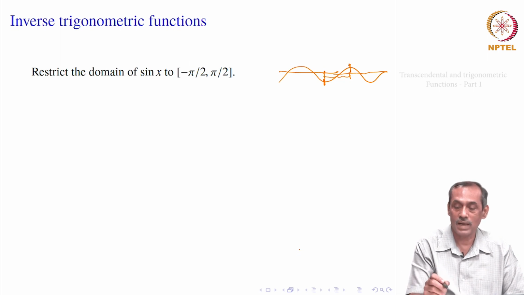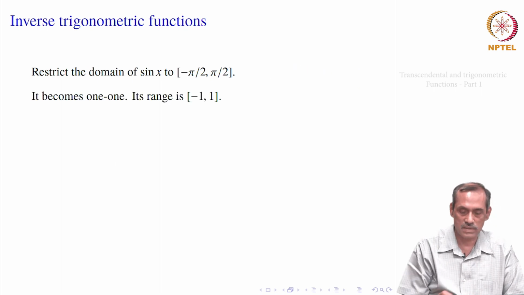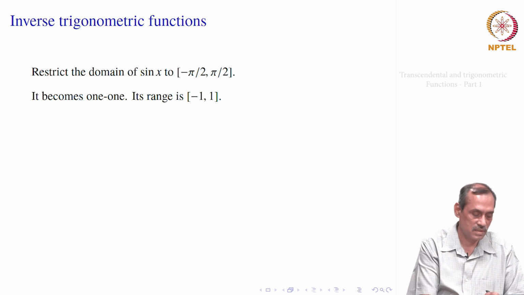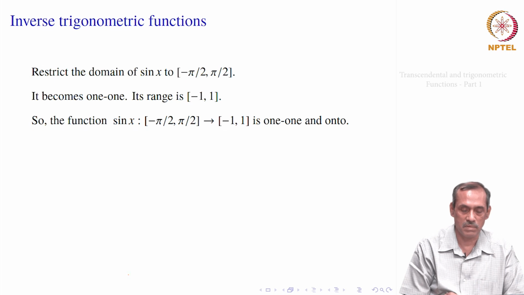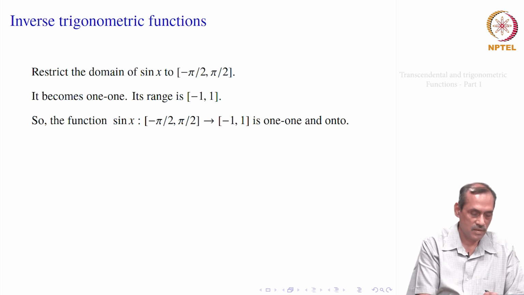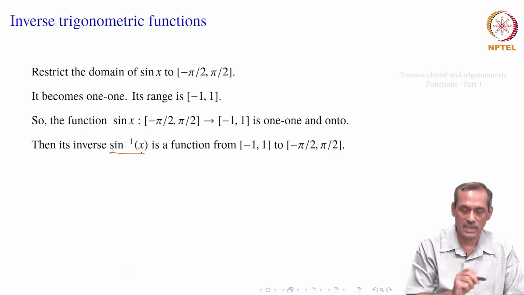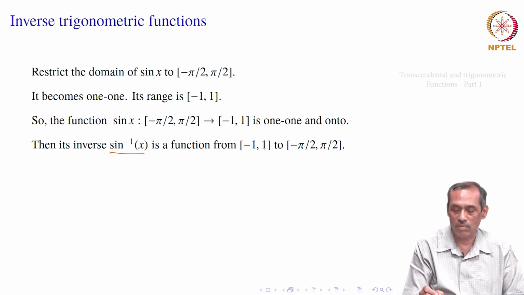gives you a 1-1 onto function from minus pi by 2 to pi by 2 to -1 to 1. So, you can define its inverse, right. Since its domain is minus pi by 2 to pi by 2 and its range is -1 to 1, this is brought by sin x. Then you can think of its inverse, which goes from -1 to 1 to minus pi by 2 to pi by 2. That is your sin inverse x. Okay. So, sin inverse x is a function from -1 to 1 to minus pi by 2 to pi by 2.